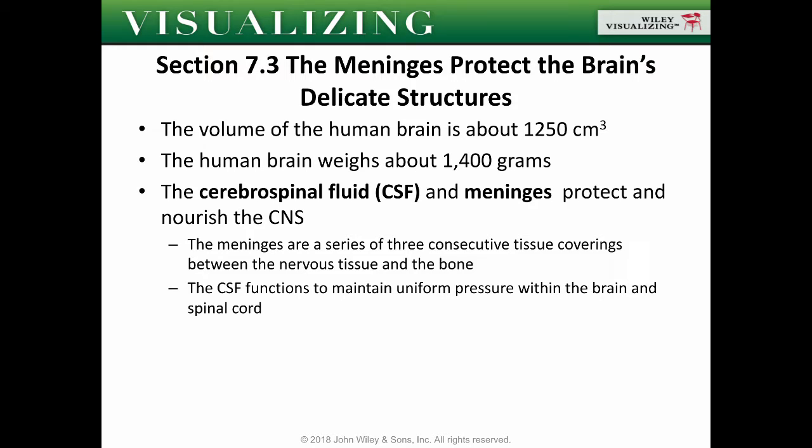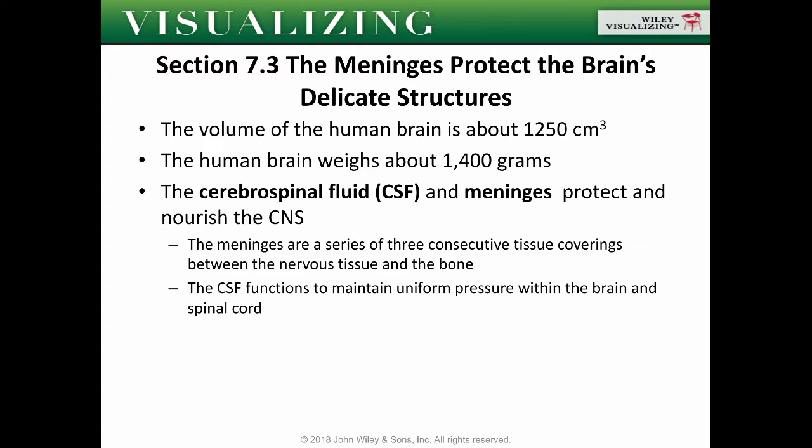In terms of the ratio of brain to body size, that's actually one of the reasons why humans pride ourselves on our intelligence compared to other animals. And this brain is very delicate and important, so you have several layers of protection. It has the cerebrospinal fluid and the meninges to protect and nourish your central nervous system. The meninges are a series of 3 consecutive tissue coverings between the nervous tissue, which is your brain, and your bone, that is the skull.